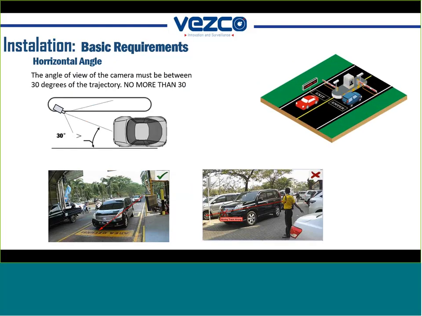Also continuing in our entrance and exit mode, we have our horizontal angle. We spoke about our vertical angle. It should be less than 30 degrees. Same thing for our horizontal angle. Less than 30 degrees. The angle of viewing of this point of the camera must be within 30 degrees of this trajectory, no more than 30. So we have two examples here. One of them is correctly placed, and one of them is wrongly placed. And we can clearly see the differences in angles.